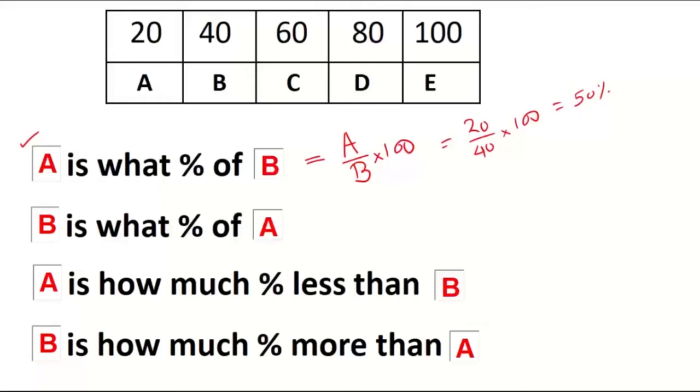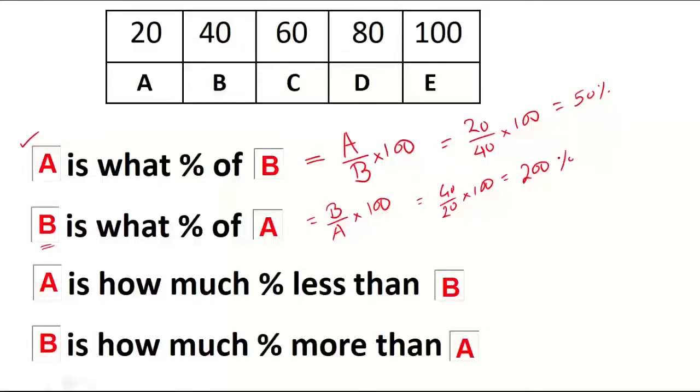Second question is B is what percent of A? So now we have to compare B in terms of A. So it's B over A into 100, which will give me 40 over 20 into 100. So that's 200%.